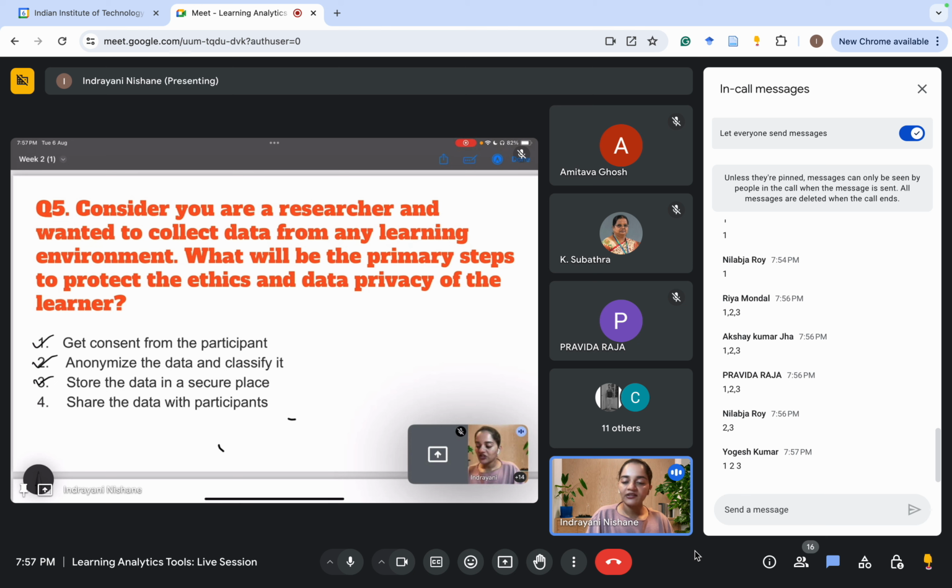Then the last option is share the data with participants. What data ethics says is that morally we are not supposed to share any individual's data with anyone else. That's not the ethically right, morally correct practice. What is morally correct is that data should remain private, that should be protected at any cost. So that's the ethical practice. So if we are sharing the data of participants with each other, that's not ethically correct. So this last statement is wrong. So the correct answers are options 1, 2 and 3.